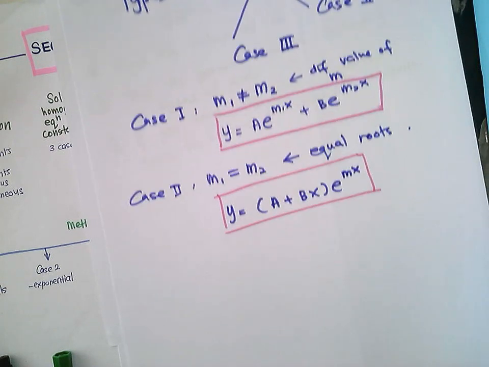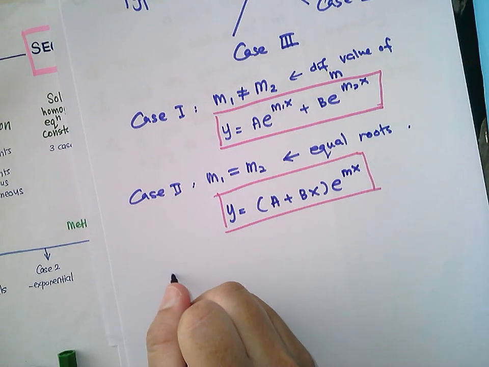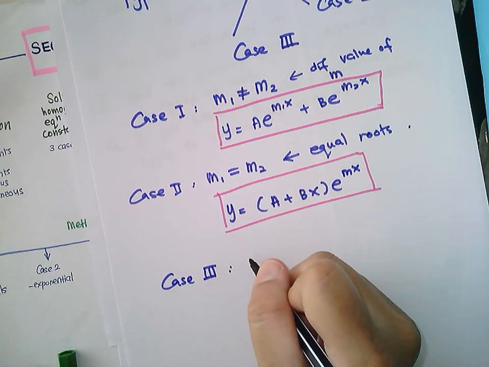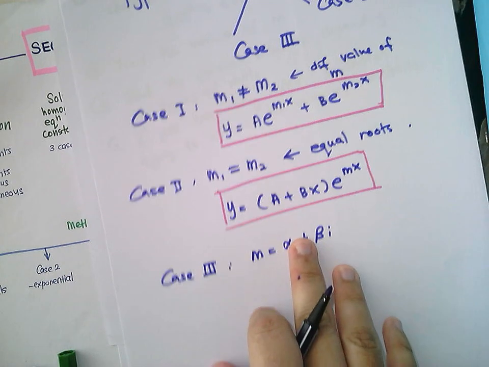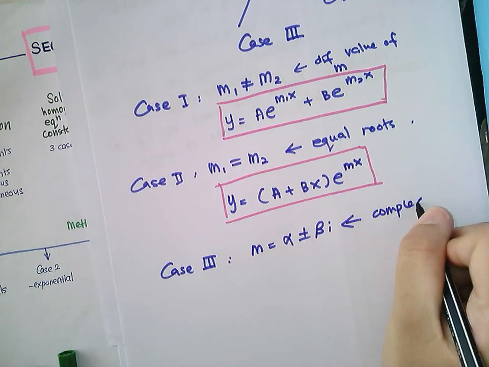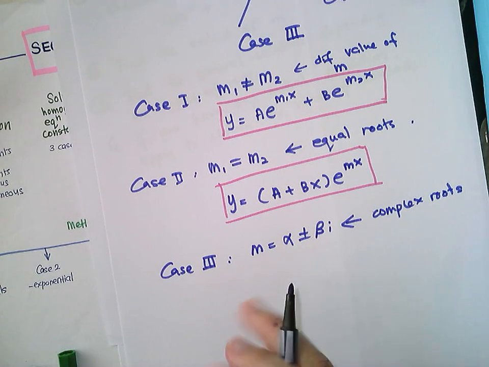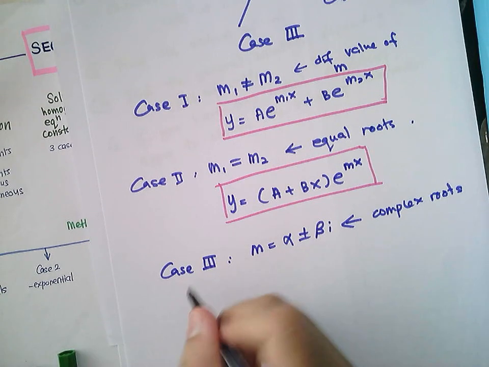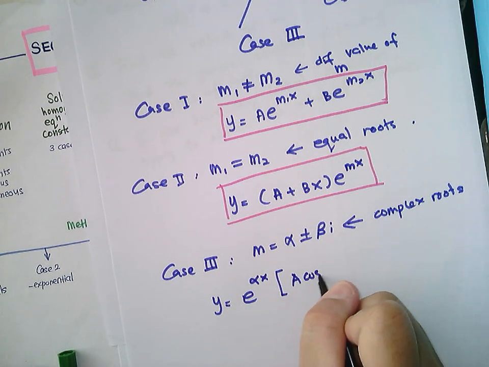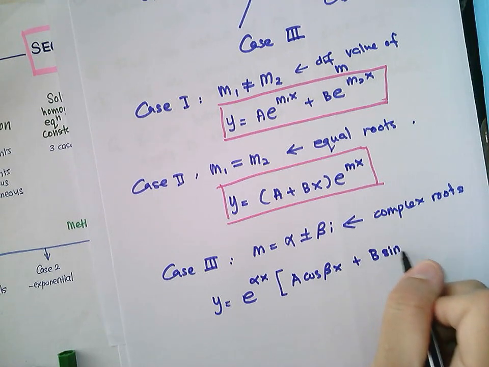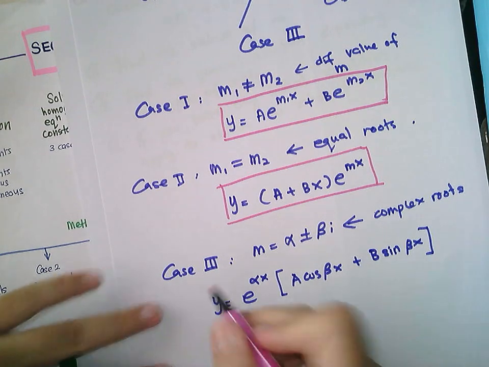So the last one is case 3 when you are involved with complex roots. Okay, case 3. So your m is given as m is equals to alpha plus minus beta i. Okay, so this is a complex root. So the general solution of this case is given as y is equals to e^(alpha x) (A cos beta x plus B sin beta x). Okay, so these are the three cases.